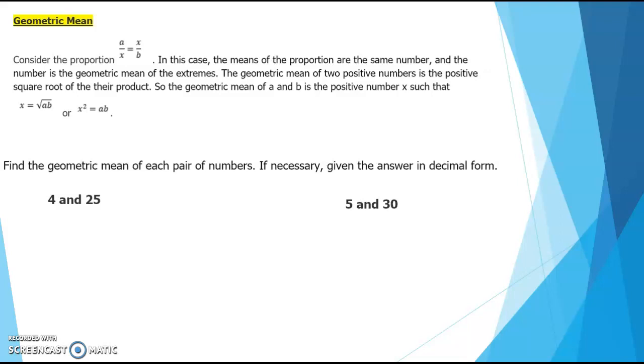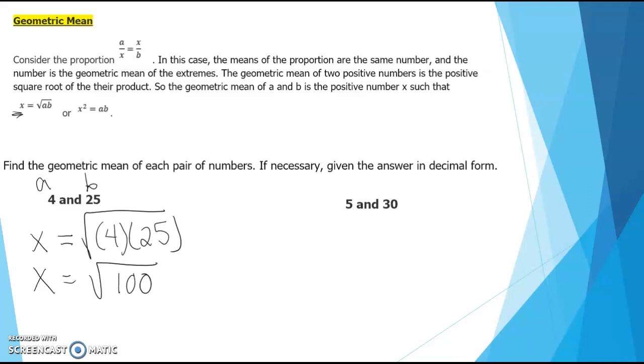So let's find the geometric mean of these two numbers, 4 and 25. Those would be my A and B, because X is the geometric mean. So what I need to do to find X is to take the square root of the product of 4 and 25. Well, 4 times 25 is 100, and the square root of 100 is 10. So the geometric mean of 4 and 25 is 10.